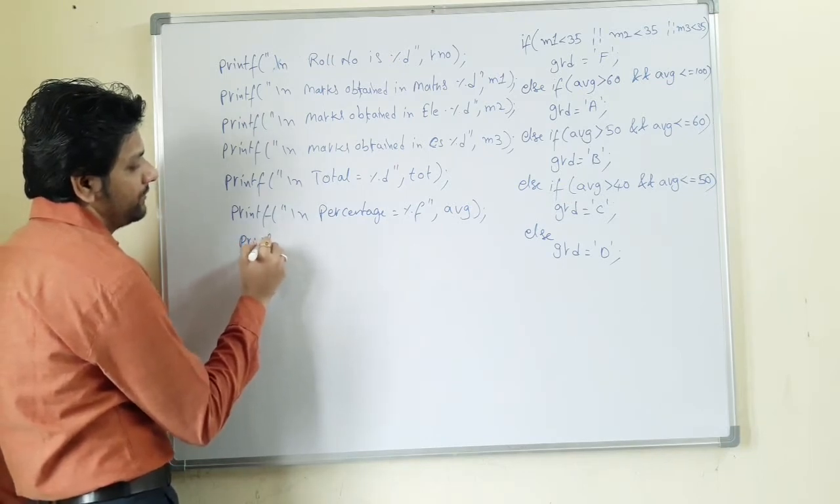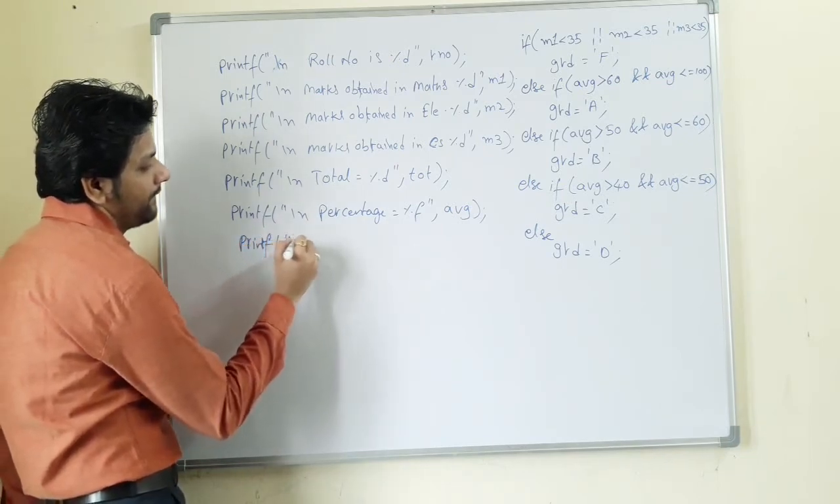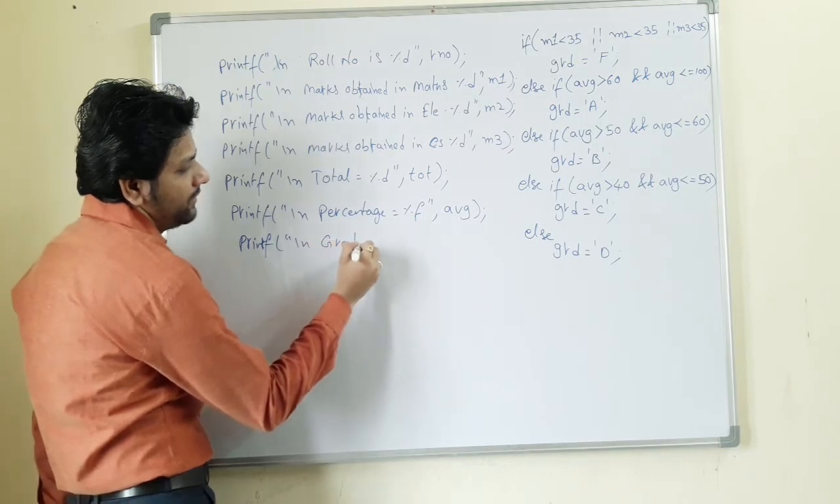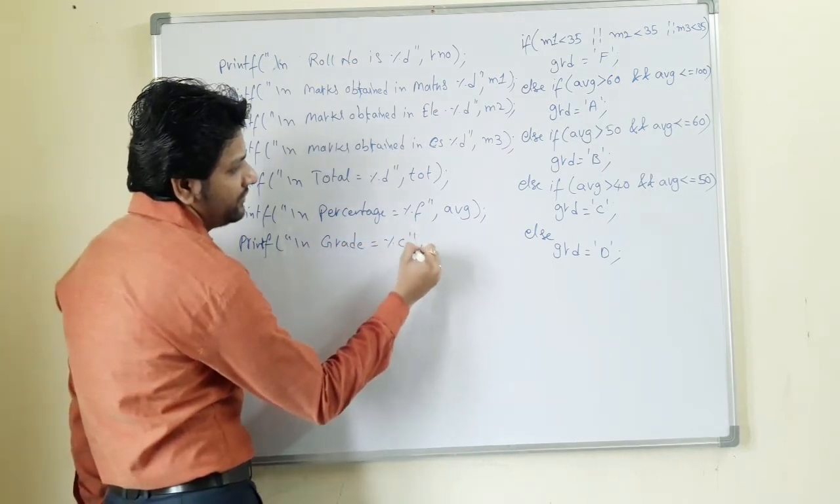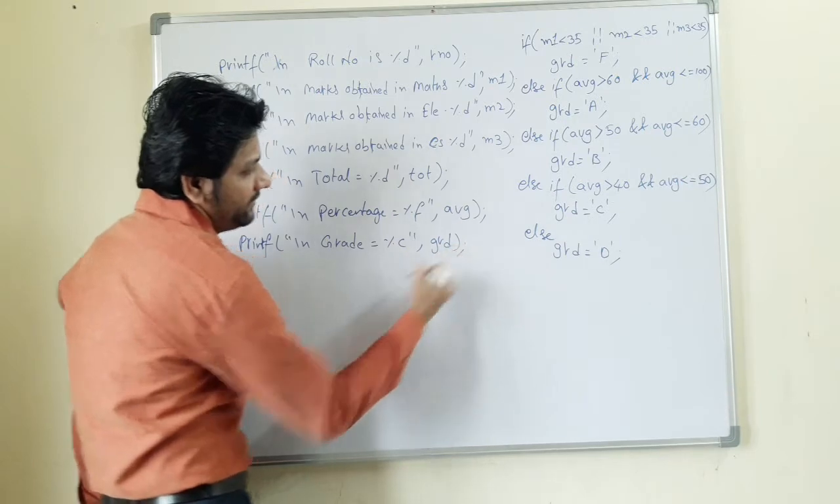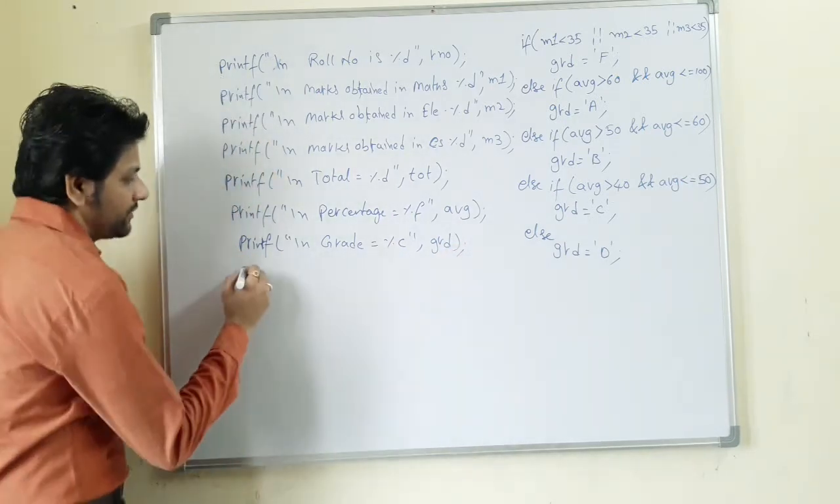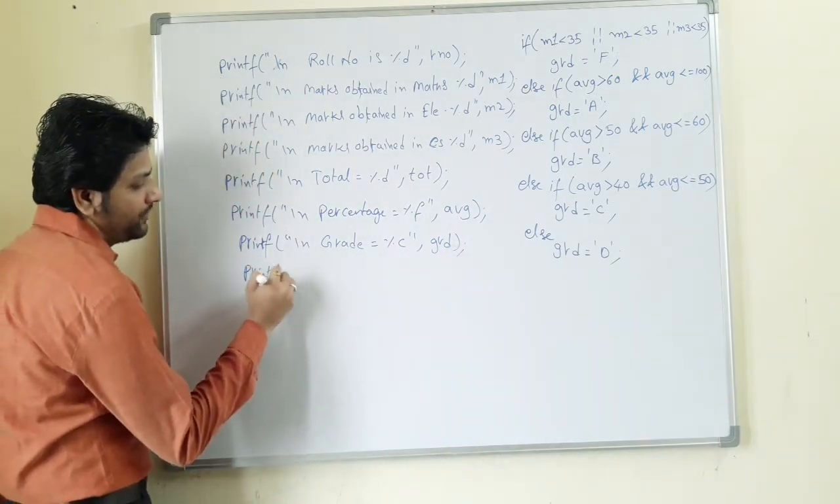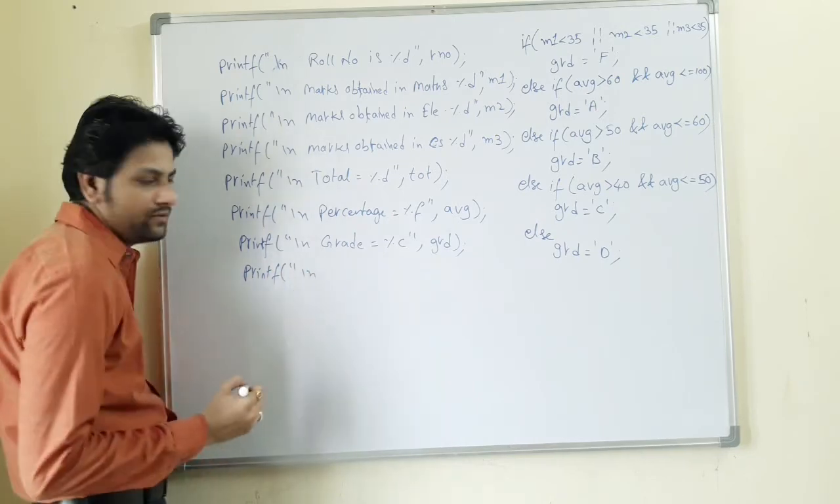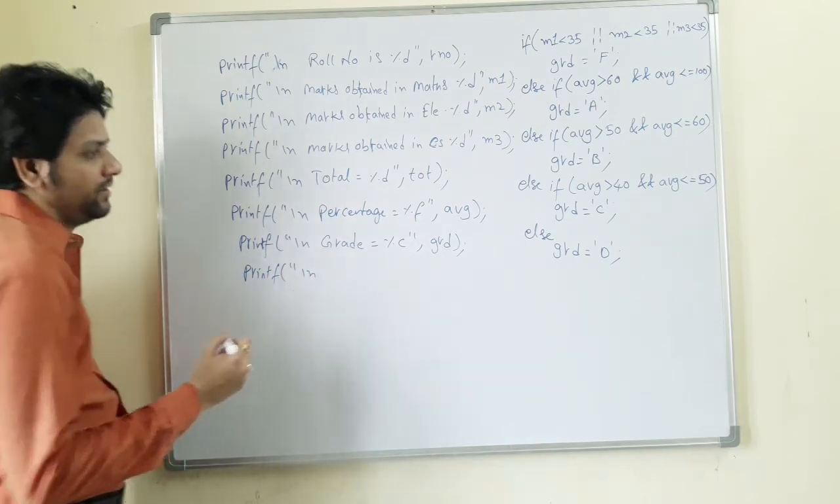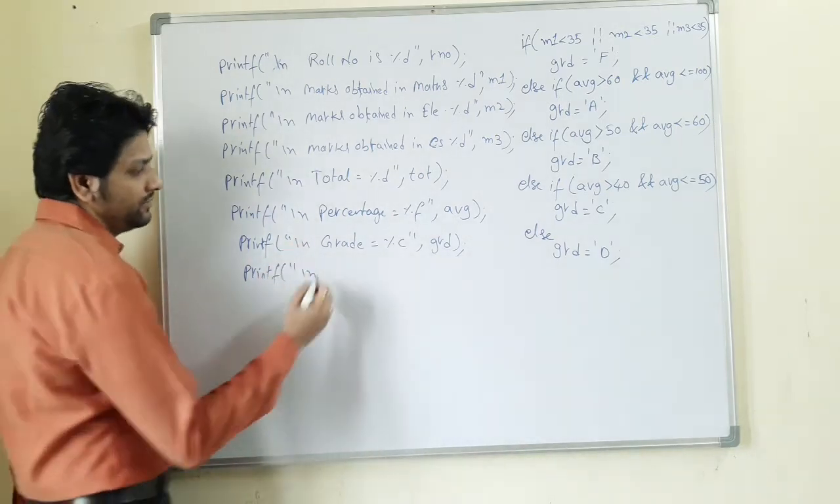Printf \n grade equals to %c, comma, grade. Okay, printf \n, and we displayed all the things now.